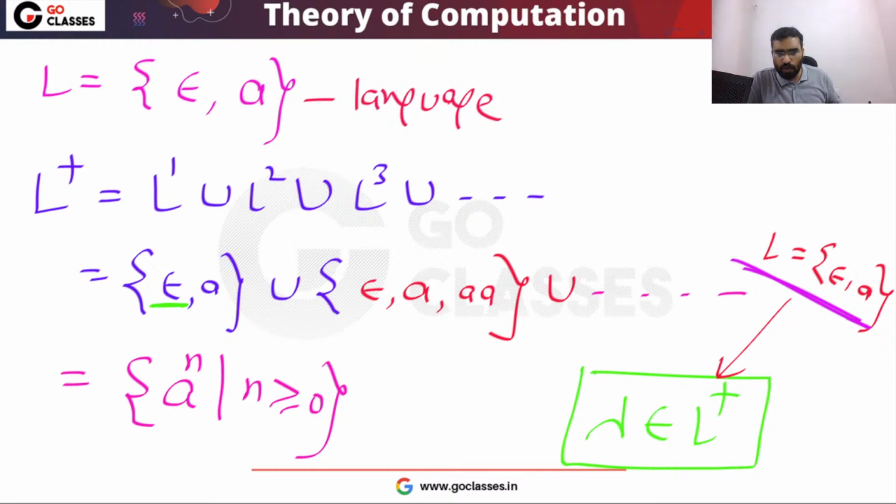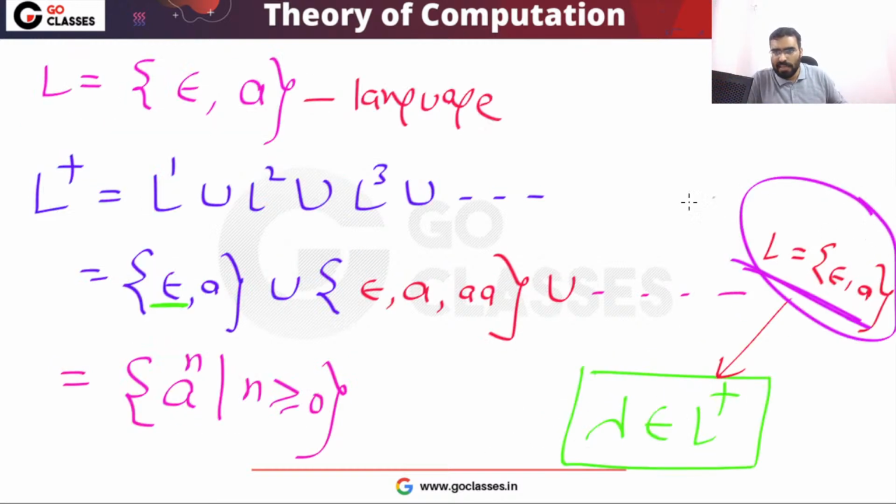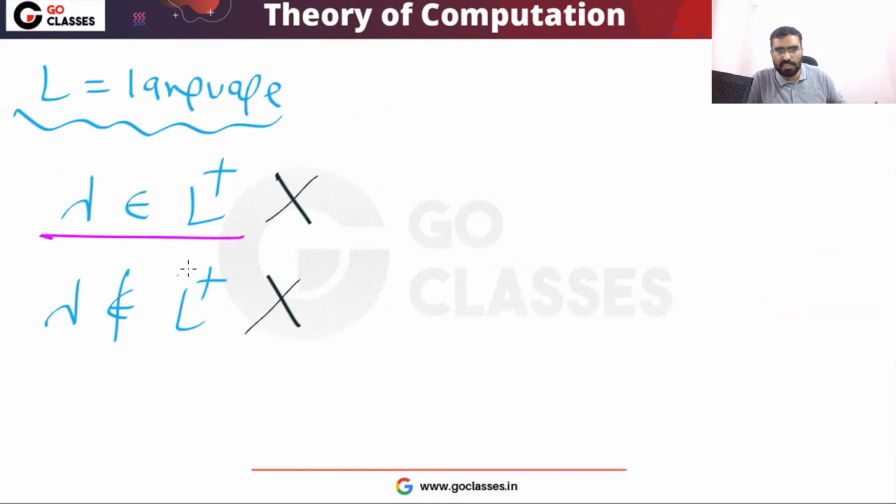So can you see from these two examples, for this language the empty string does not belong to L plus, and for this language the empty string belongs to L plus. So can you notice these two statements are wrong?